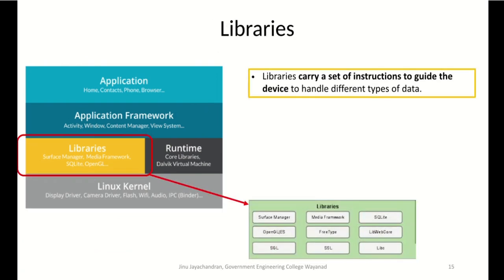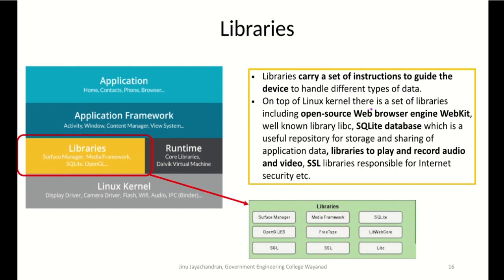So the next layer is libraries. Libraries carry a set of instructions to guide the device and to handle different types of data. There are different modules in the library layer: Surface Manager, Media Framework, SQLite, libc, SSL, FreeType, OpenGL, SGL. These are like standard libraries in any operating system, and you can have these libraries in Android also.